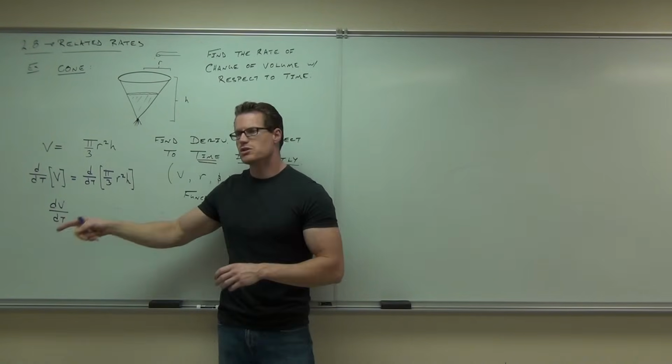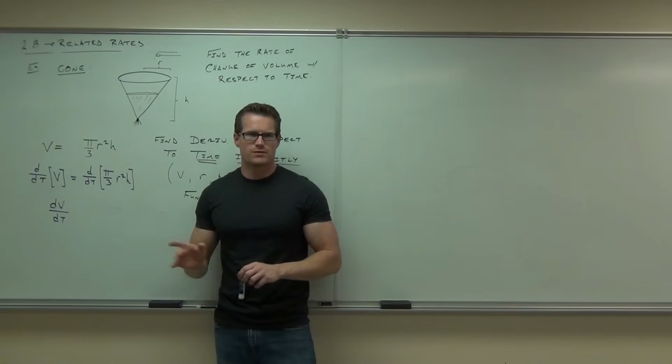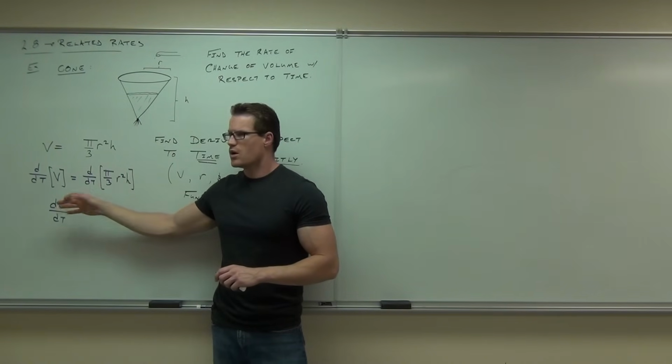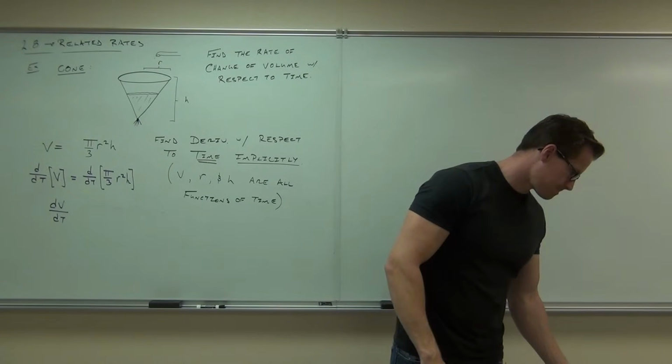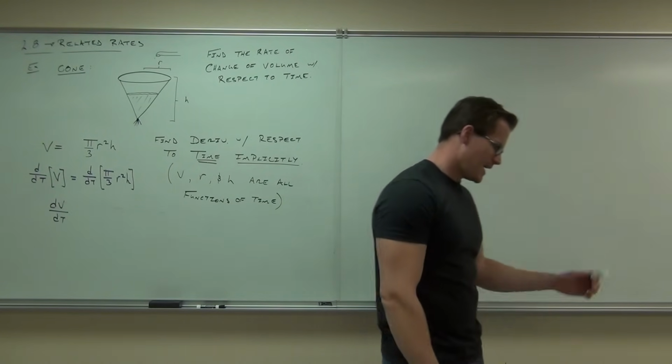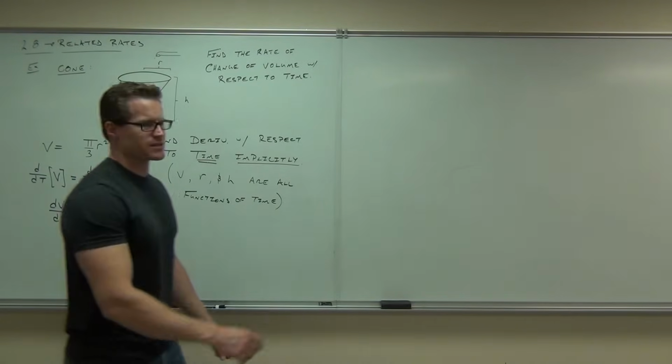Okay, let's do it. Set up the product rule. You can do it one of two ways. You can take the pi over 3 out, or you can associate it with one of the variables. It really doesn't matter. I think I took it out. I don't know why, but it really doesn't matter.